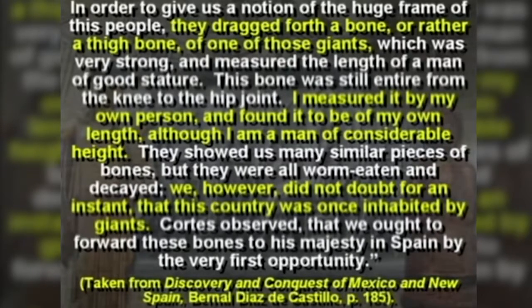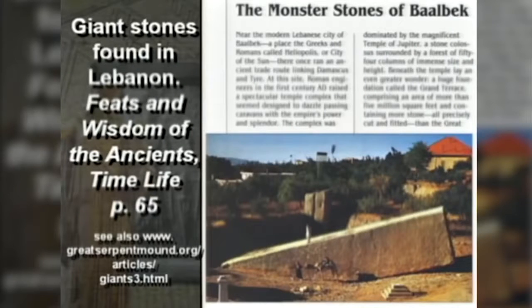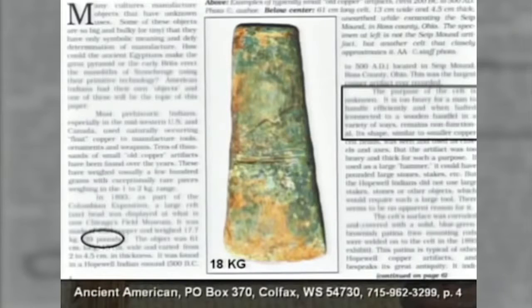This is a giant block of rock. Who on earth is moving these things? Consider that's a camel in front of it for scale. Who's cutting and moving these things? This is a 39-pound axe head.